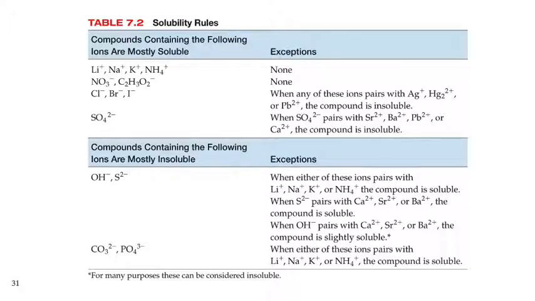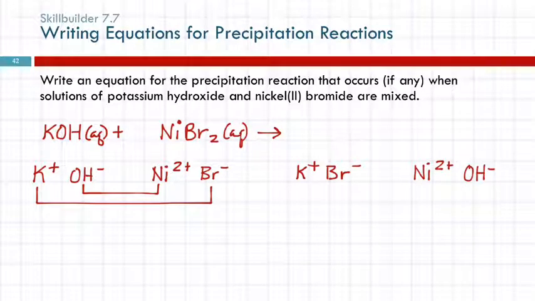The other one was nickel and hydroxide. And we look here, don't find either of those up there. Here's hydroxide. Nickel doesn't show up here at all. Hydroxide, mostly insoluble. Okay, she'll get it on with almost anybody, except these guys. And then these guys here with calcium, strontium, or barium, slightly soluble. Nickel is not on here. Nickel hydroxide is insoluble. So this one is going to be a solid.